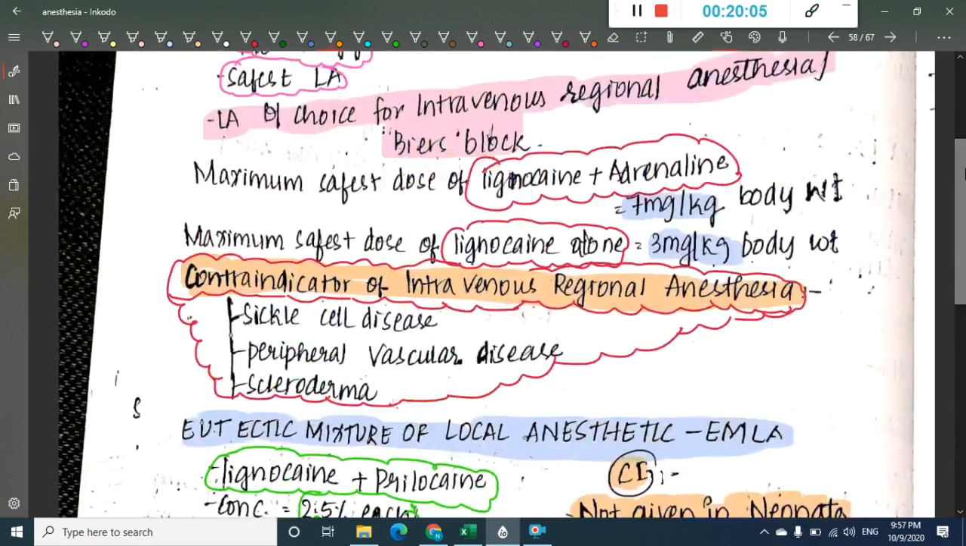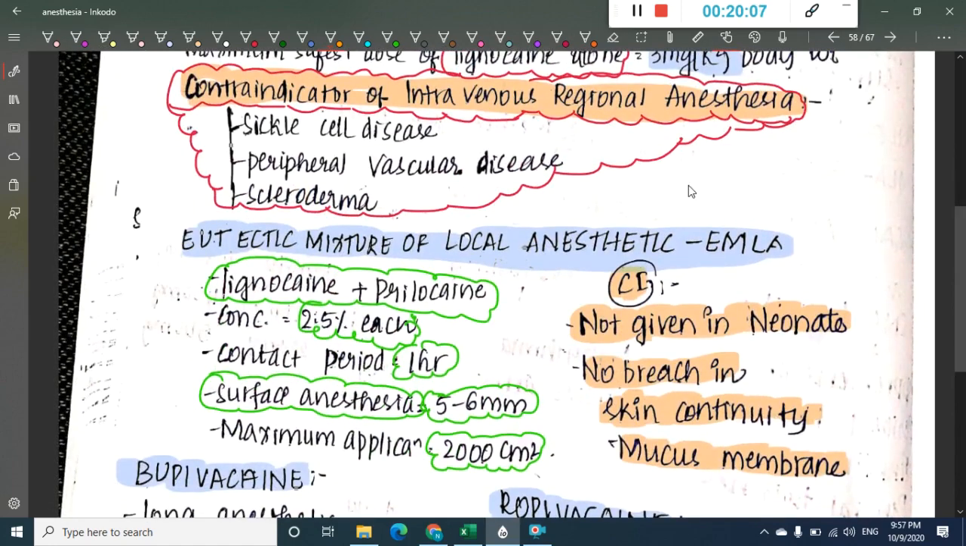So these are the important points. Eutectic mixture EMLA is very important. The concentration is 2.5% each. Even this is asked once. Contact period 1 hour, surface area 5 to 6 millimeter, and maximum application for 2000 centimeter square.